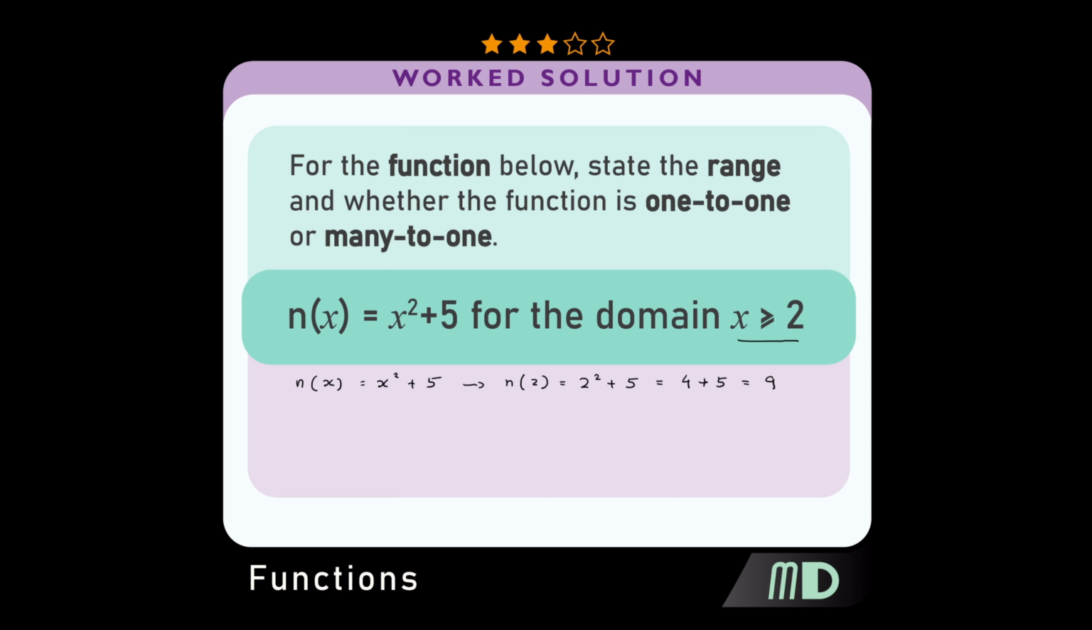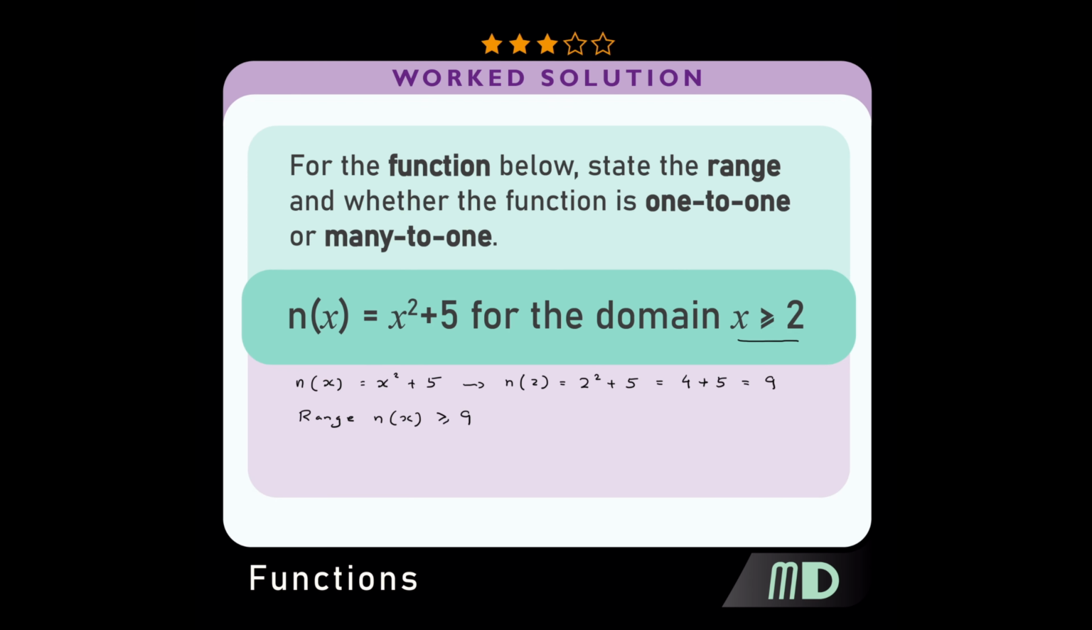As values of x increase above 2, in other words, if x is equal to 3, 4, or 5, the output values of n of x also increase accordingly. And so, the range of n of x is greater than or equal to 9.